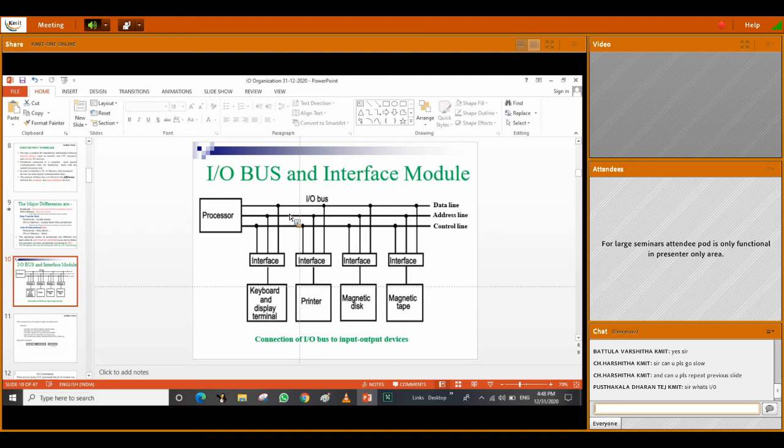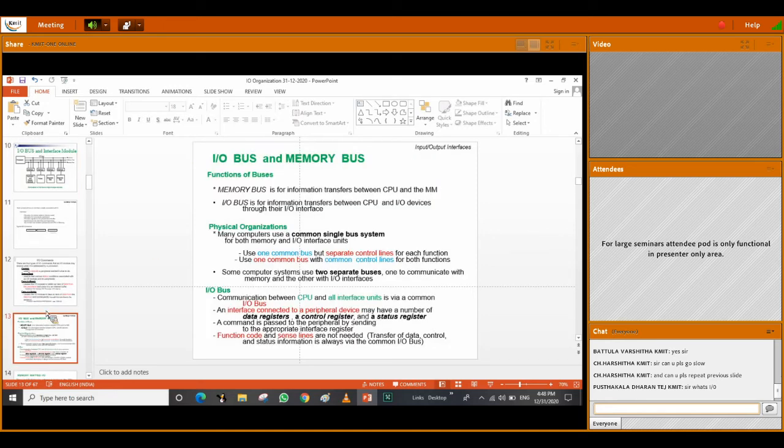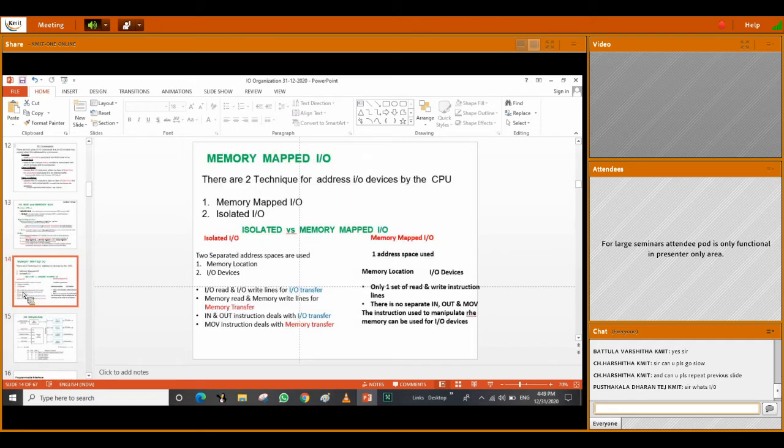For isolated IO, we are using two separate buses. Okay, clear? And in memory mapped IO, one address space is used, with only one set of read and write instruction lines. There is no separate IN, OUT, MOV. The instructions used to manipulate the memory can be used for IO devices.